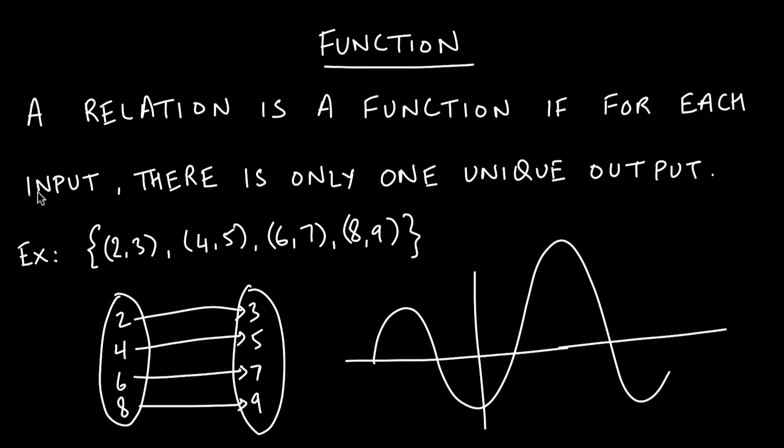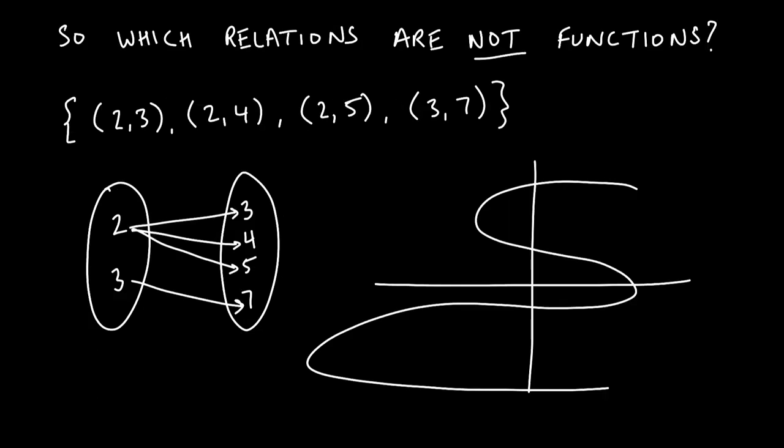So whenever you have an input, if there's only one unique output, then the relation is a function. A function is a special type of relation. Something more has to happen to a relation in order for it to become a function. So naturally, hopefully, you're asking the question, which relations are not functions?